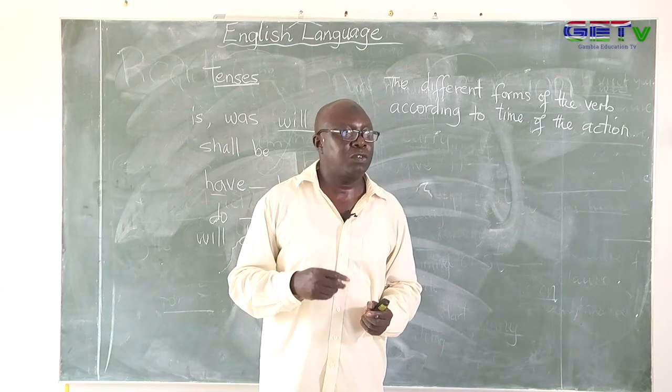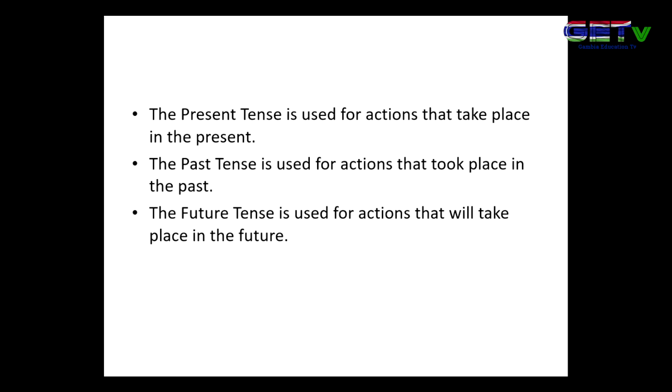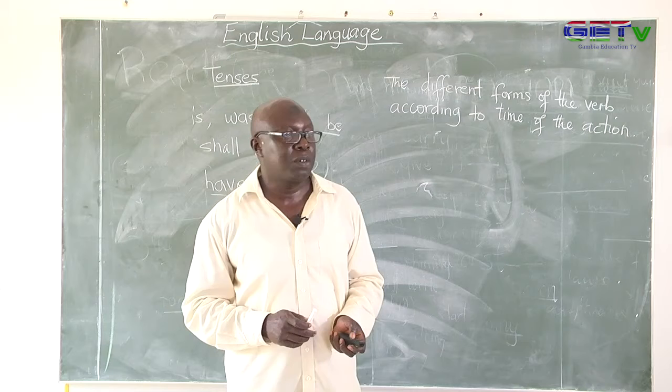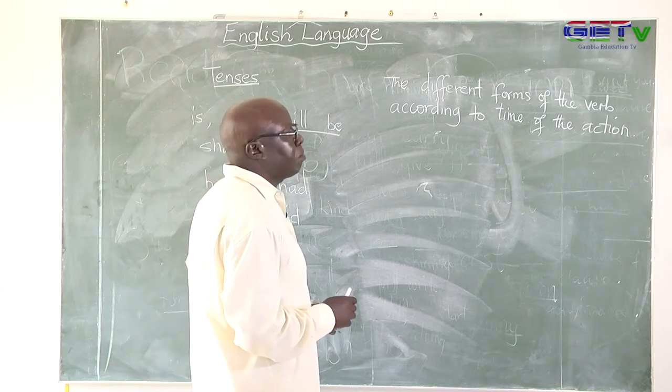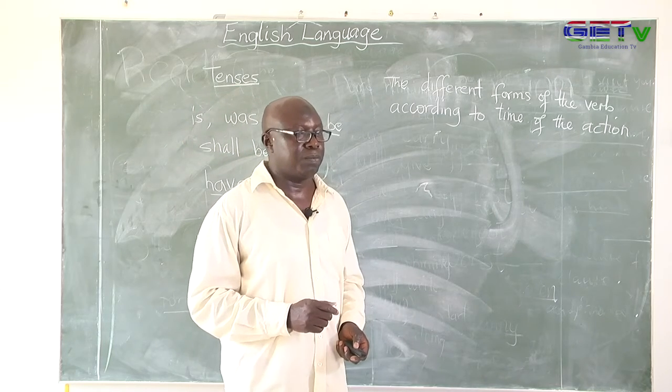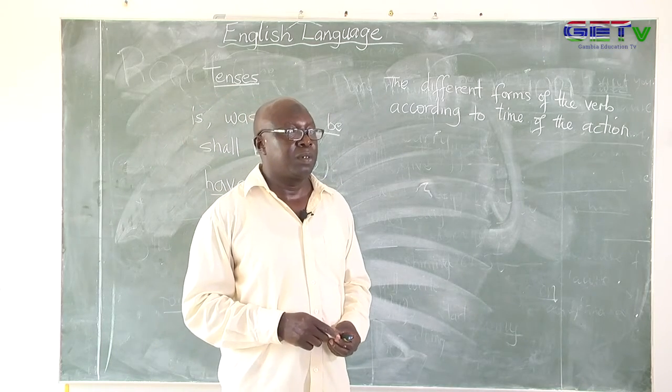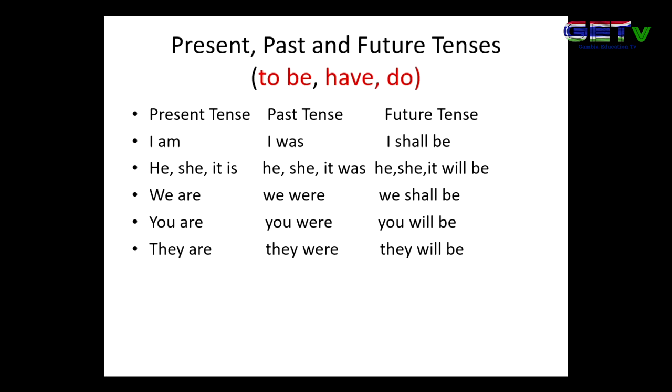The past tense is used for actions that took place in the past. The future tense is used for actions that will take place tomorrow. So we have these three times, and we call them the present, the past, and the future. Now, you have present tense, past tense, and future tense. Now, we'll look at these three verbs.